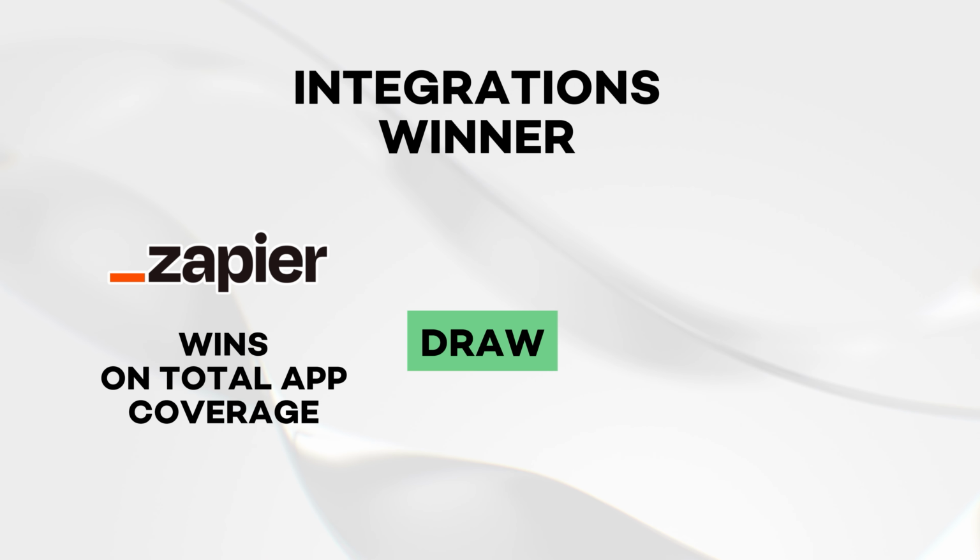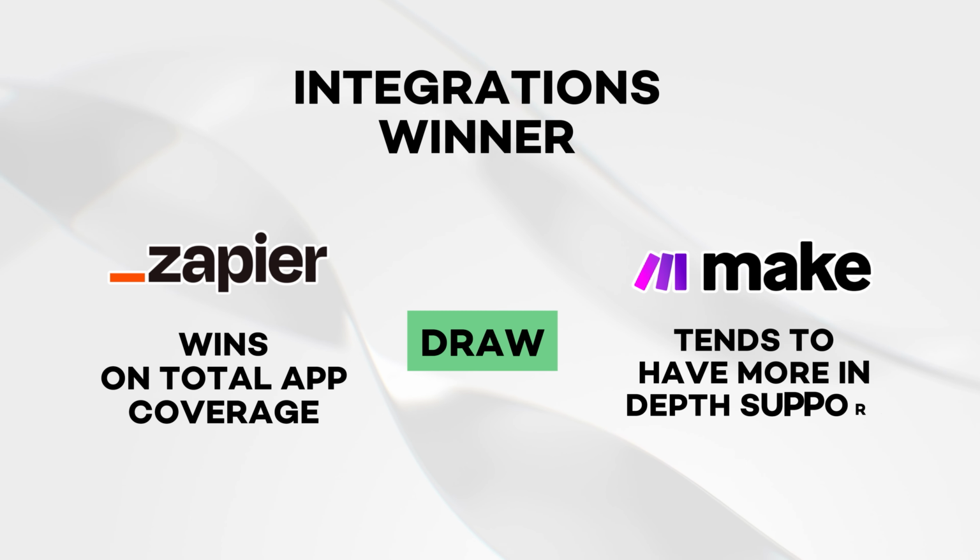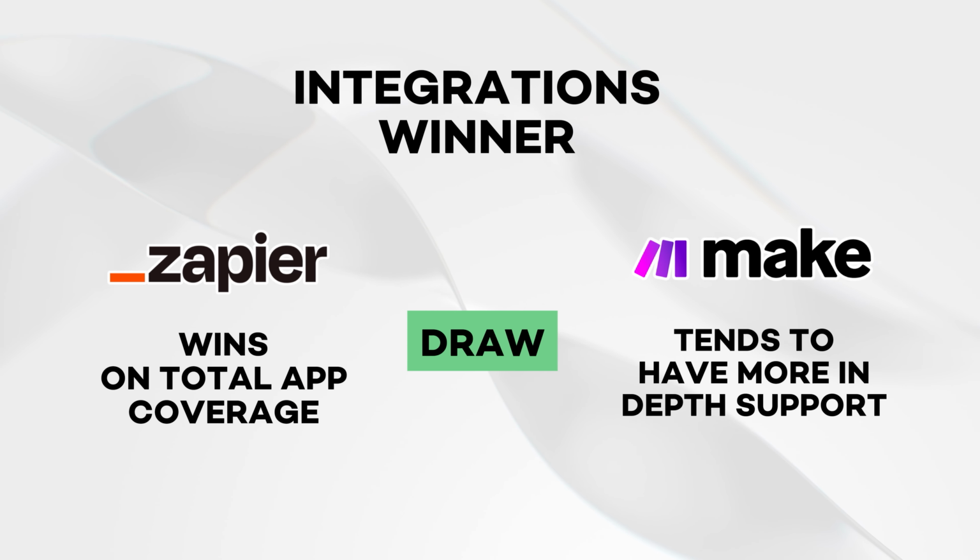So for my final verdict on integrations, I'd say Zapier wins on total app coverage, but Make tends to have more in-depth support for apps that it does cover. You can call it a draw. If you're using the most common software, Make will give you more options. But if you're using industry-specific, niche software, Zapier is more likely to support your apps in the first place.